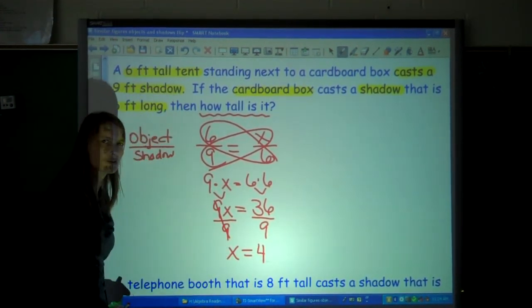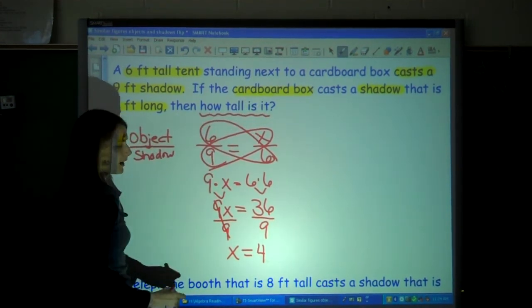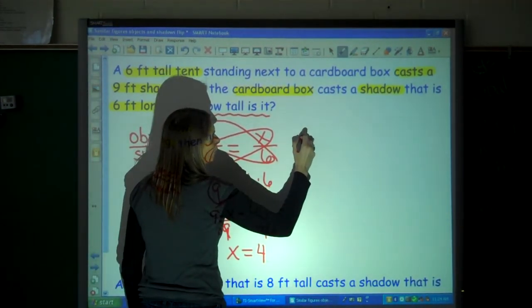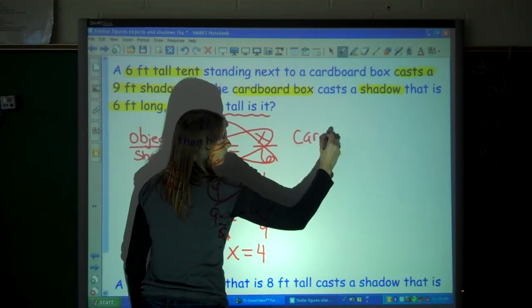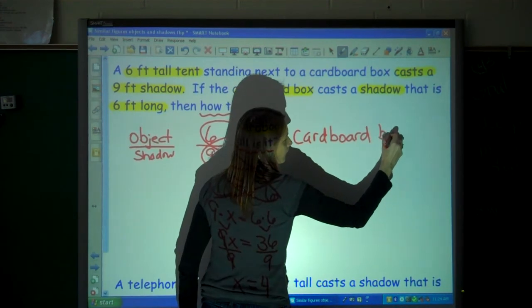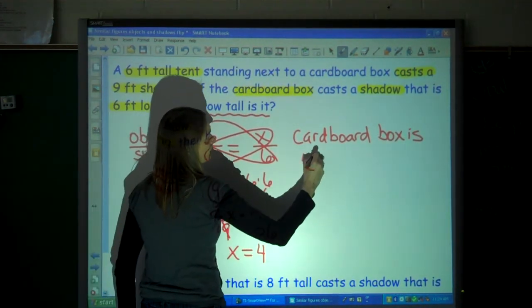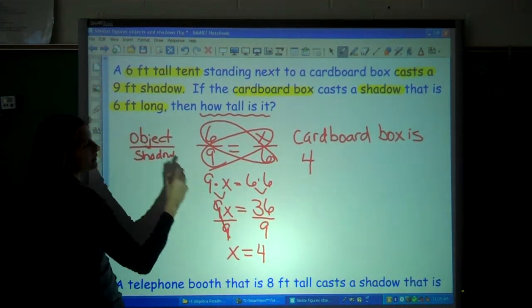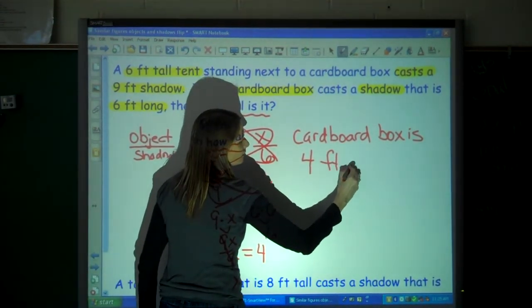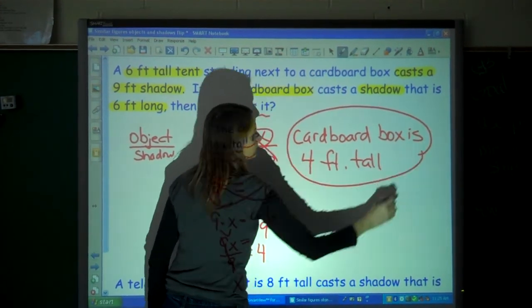But remember, we're not trying to find x here. We're trying to find out how tall is the cardboard box. So over here I'm going to write cardboard box is 4, and we're measuring in feet, tall. And that is my answer for the first one.